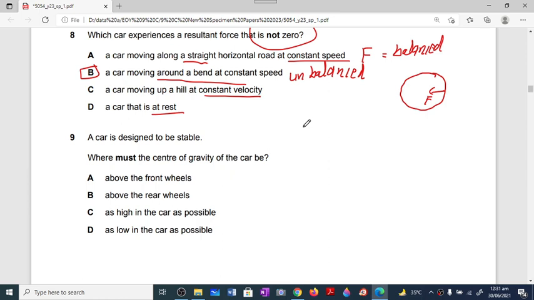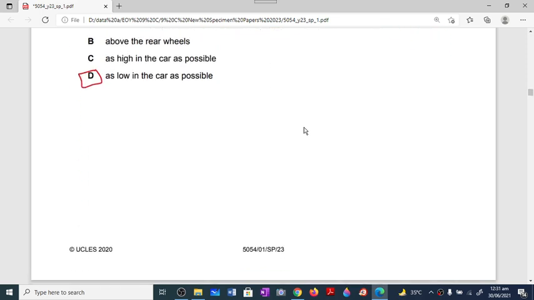Okay, the car is designed to be stable. Where must the center of gravity of the car be? Have you ever observed that the height of a racing car is always kept low? The reason is that the height is kept low to lower the center of gravity, near to the ground. So as low in the car as possible will be the correct option. For question number 9, option D is the valid option.